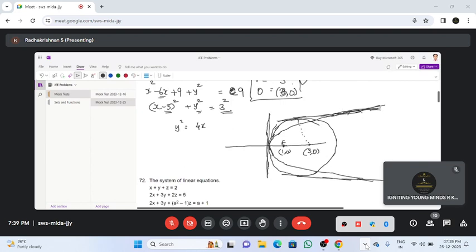Okay, so let us say this point where the tangent touches the parabola is x1 comma y1. But now we know that y square equal to 4ax, that means x equal to y square by 4. So instead of writing x1 y1, we can write it like this: when y equal to y1, x will be y1 square divided by 4.